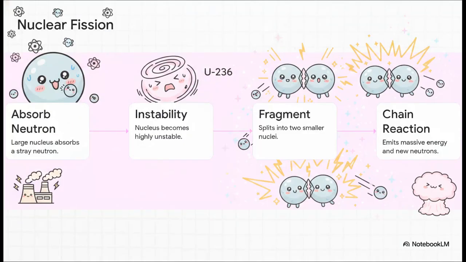But fission isn't just some random splitting event. Let's actually trace the steps here. When a large nucleus, say uranium-235, absorbs a stray neutron, it briefly becomes uranium-236.